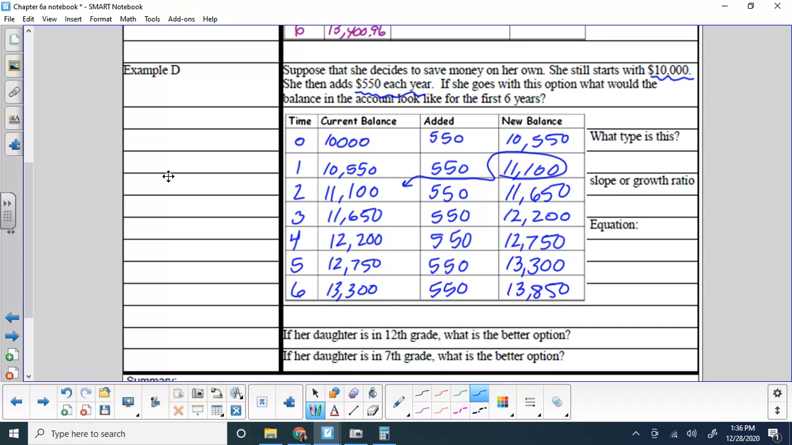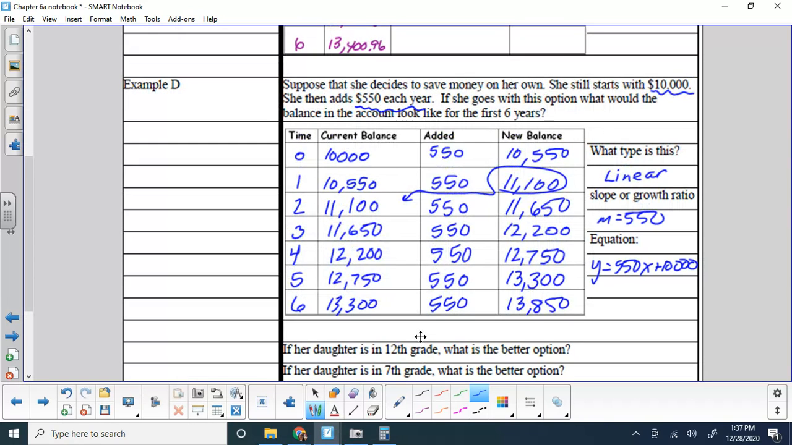Well, before we make this, let's go ahead and just finish filling this in. This is a linear equation, and our slope is going to be 550 because that's what's added each time. So our equation would be 550x plus 10,000. Now, we know that she added money over time, right? So which option is better? If her daughter's in 12th grade, what option is going to be better?